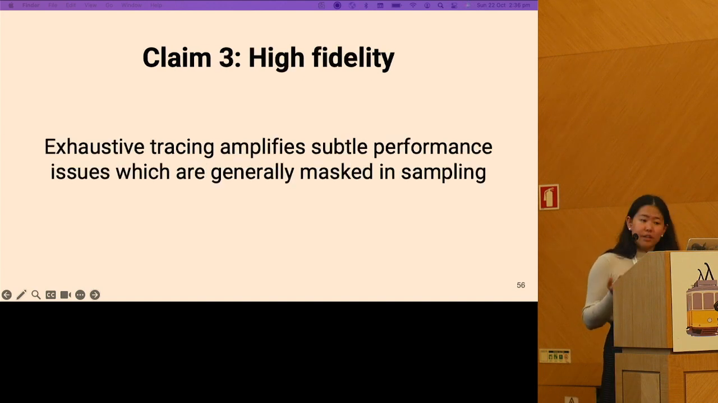The second point here is how it amplifies subtle performance issues. So things like the subtle application bug in LU search and the serial finalization issue in FOP probably would have gone unnoticed otherwise. But in tracing, it was just so visually clear what was going on.